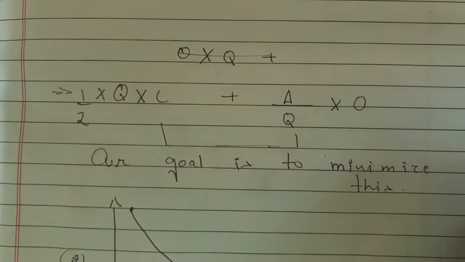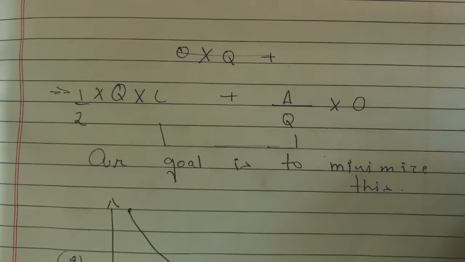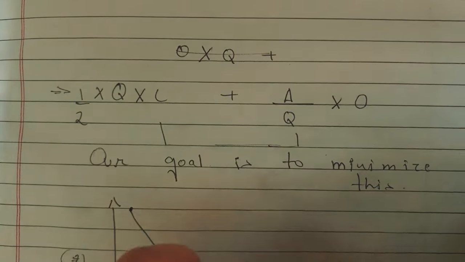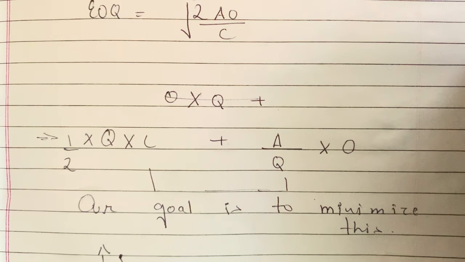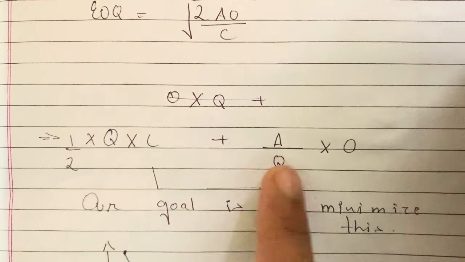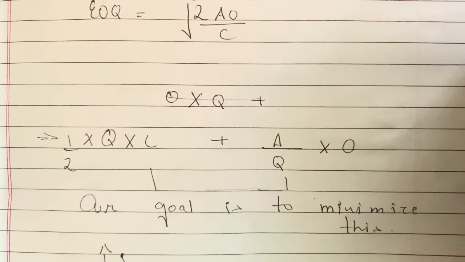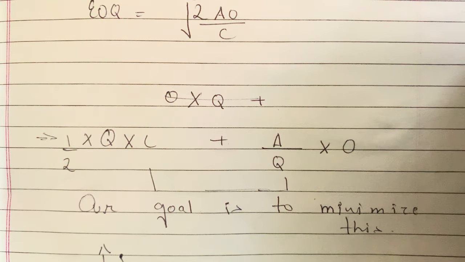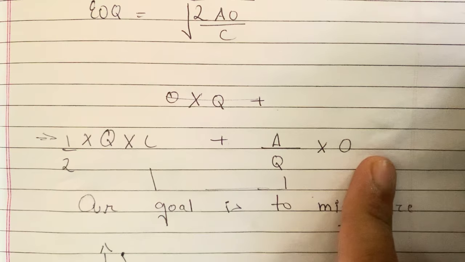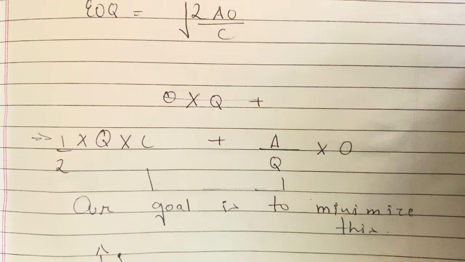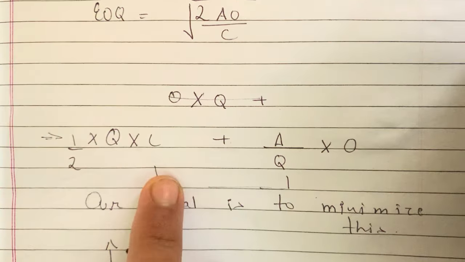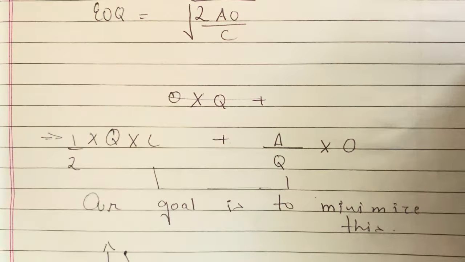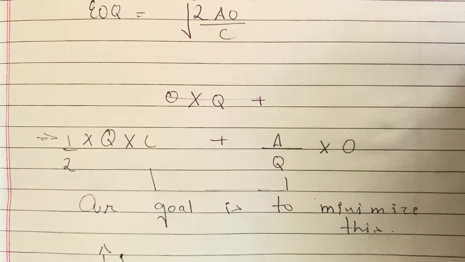This is the formula that represents our total costs, and our goal is to minimize this, right? So half into Q is the average inventory which we are keeping with ourselves, and C is the carrying cost. A is the annual demand, and Q is the reorder quantity which we are reordering, and O is the ordering cost. As we order more and more quantity, this decreases, and as we order more and more quantity, this increases because the average inventory which we are keeping with ourselves increases.